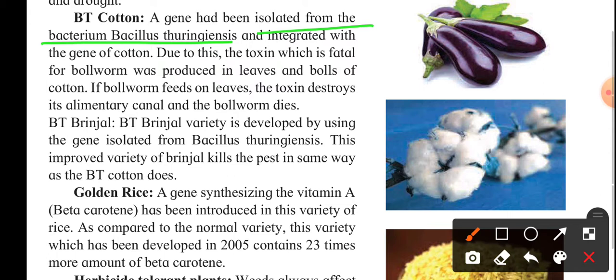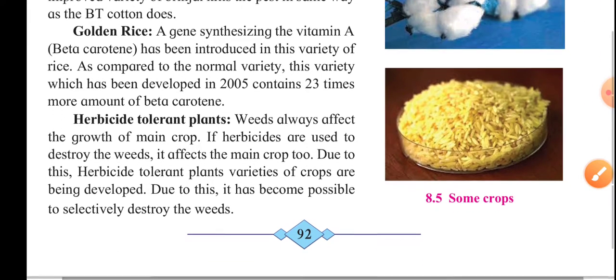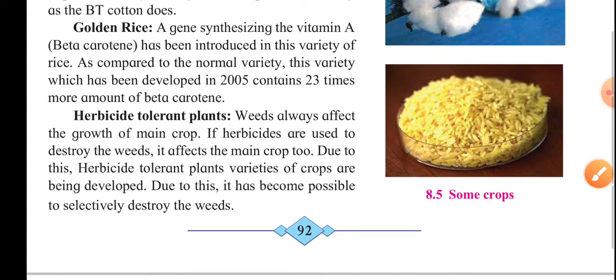Further, B2 brinjal varieties are developed by using the gene isolated from Bacillus thuringiensis. This improved variety of brinjal kills the pest in the same way as Bt cotton does. In the same way, in rice also, a gene synthesizing vitamin A, that is beta carotene, has been introduced in the variety of rice as compared to the normal variety. The variety which was developed in 2005 contains 23 times more beta carotene.